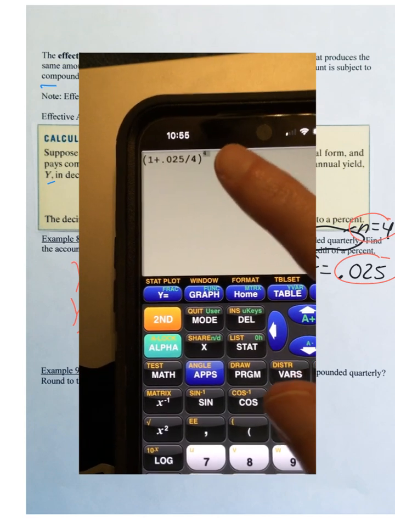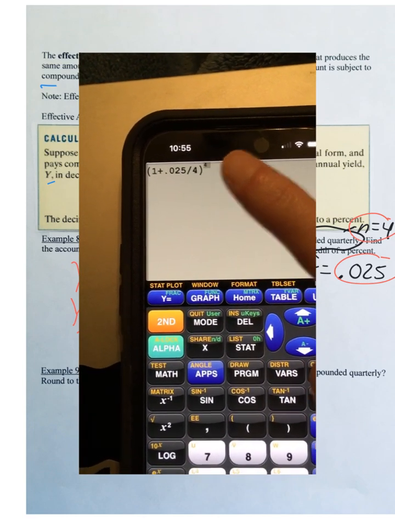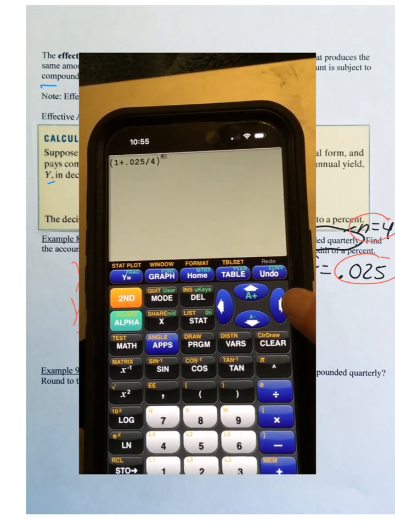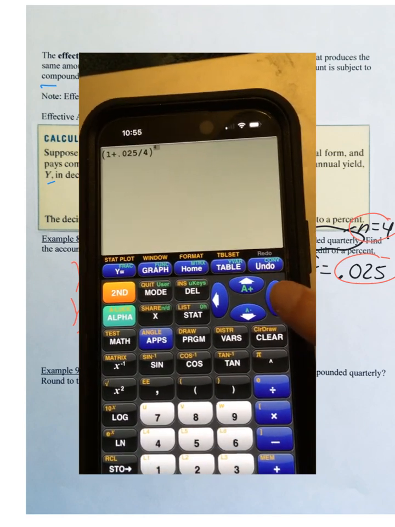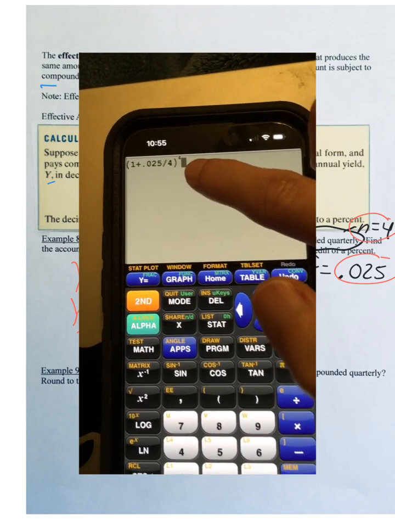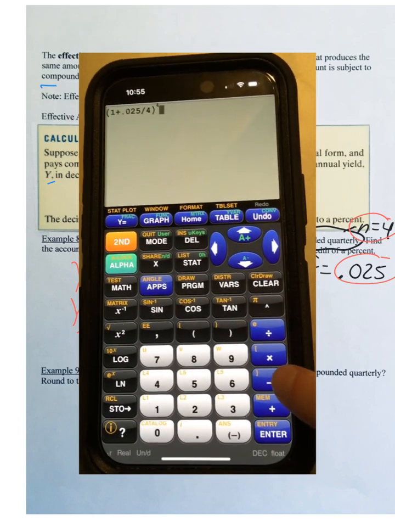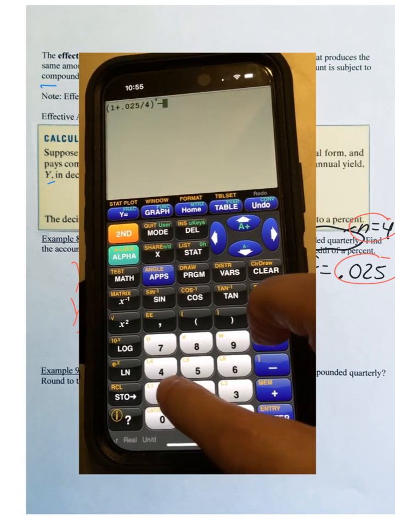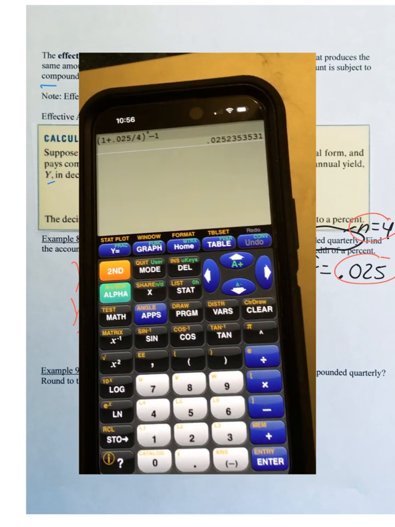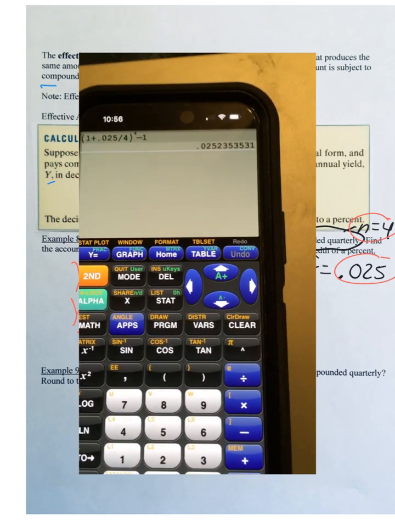So my cursor is still floating in the air in the exponent spot, so I have to hit the right arrow key near the top right part of the keypad. I have to hit the right arrow key, and you'll see your cursor slide back down to the ground, and then type in that -1. Hit enter.